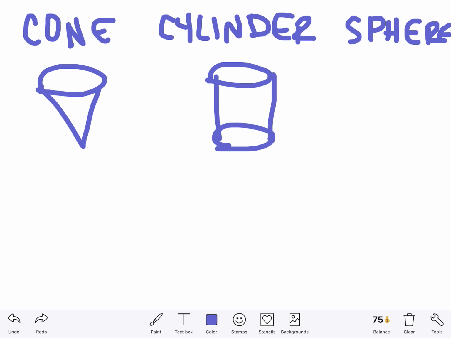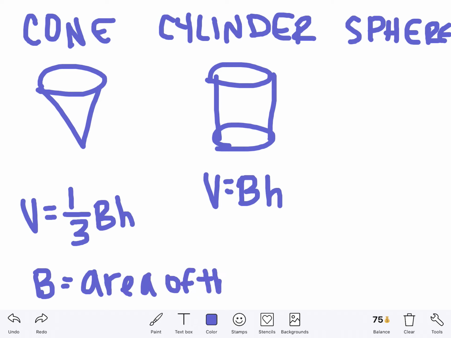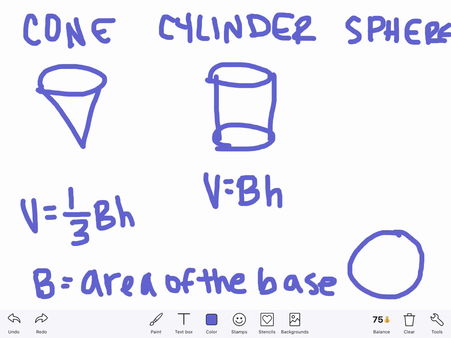the volume formulas are volume equals 1/3 capital B times H, and volume equals capital B times H. Both have this capital B. We need to remember what capital B stands for, because if we don't, that's where we mess up our problem. Capital B stands for the area of the base. And for both of these figures, the shape of the base is a circle.